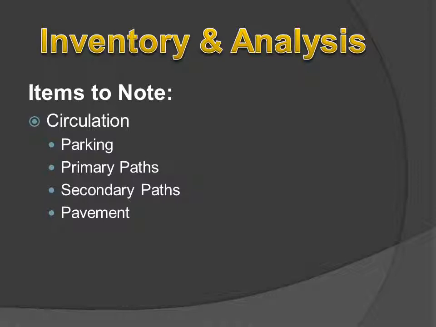But then we got to take notes on the circulation, parking, primary paths, secondary paths, and pavement. What would be primary paths? A sidewalk. Secondary, what would that be? Out back, it may be some stepping stones that would take you from the front to the back patio. Like I said, you're not using it every day, but a sidewalk, you're going to go out to your car every morning, get in it and go, or kids walk out the front door to go catch the bus.